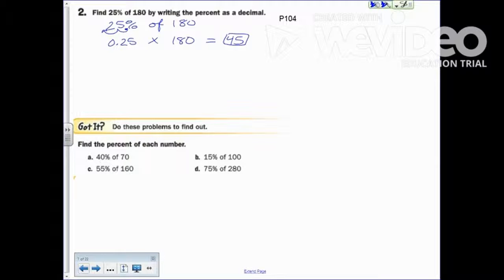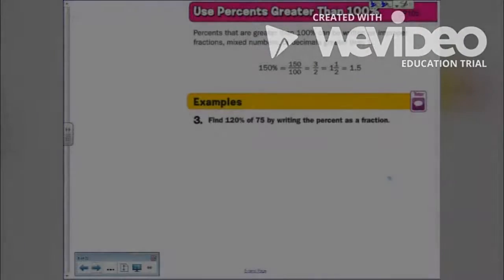So now we can go on to the letter problems A, B, C, and D using either one of the methods. But I'm just going to tell you, one method may work better than another when it comes to doing certain problems. We'll find out which methods are better. Let's go on to example number 3.